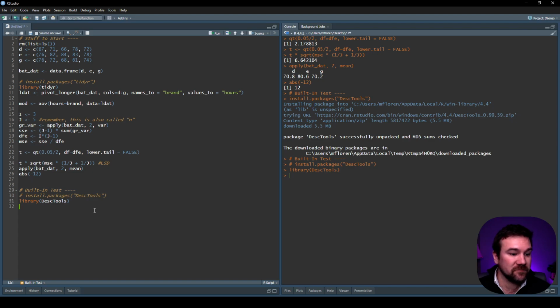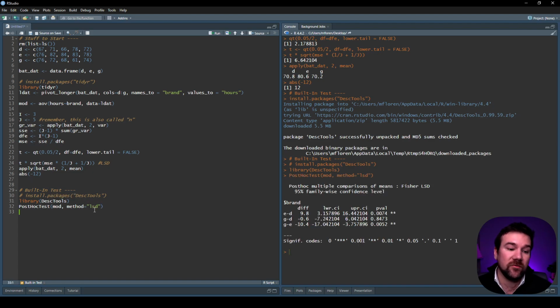so I can use the functions from within it. Specifically, the function I wanted access to is the PostHocTest function, with a capital P, capital H, and capital T. What I give the PostHocTest function is my model, and then the method that I want it to use for the post hoc test. So remember, the one we just did by hand was LSD, but we talked about a couple others, and we'll show how we run those in R in just a second.